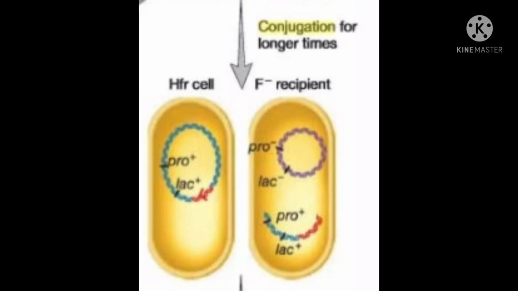But what happens if the conjugation occurs for a longer time? If the conjugation occurs for a longer time, then from the Hfr cell, along with the fragment of the F plasmid, the recipient F minus cell also receives, along with the lac plus gene, the proline amino acid gene. So now both lac plus and proline genes are received by the F minus cell, because the conjugation tube remains for a longer time. That's why they receive this, along with the lactose gene, the proline gene also.